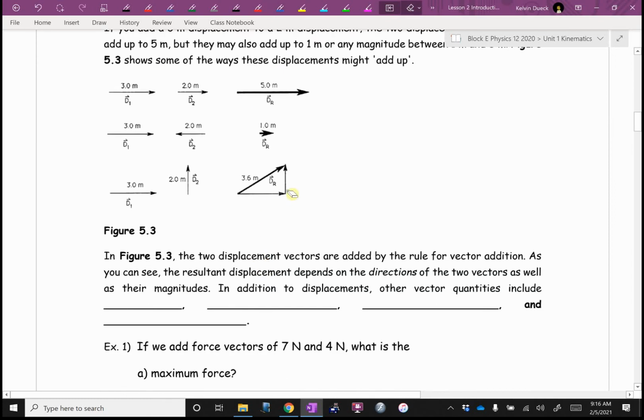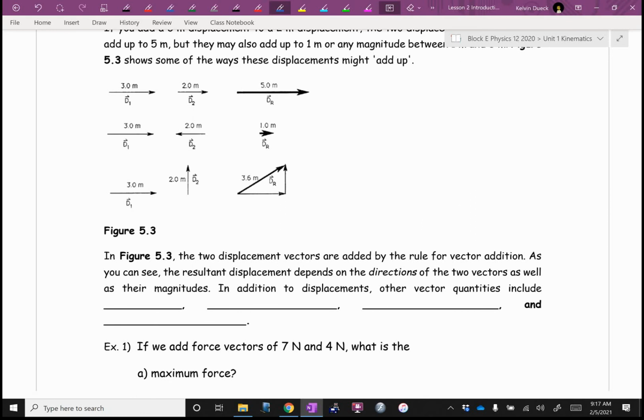This last diagram, we added those displacements by the rule for vector addition, which I'm going to give you in a few minutes. But can you see the length of what's called the resultant depends not just on the magnitudes of the vectors, but the direction they're pointing. 5, 1, I can give you any length in between 5 and 1. Tell me what length you want, and I'll show you how to draw the two vectors and add them to get that answer.